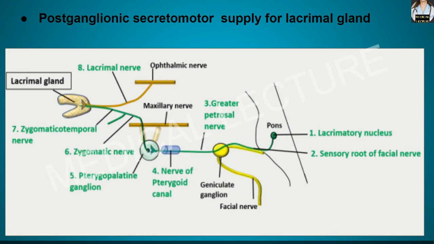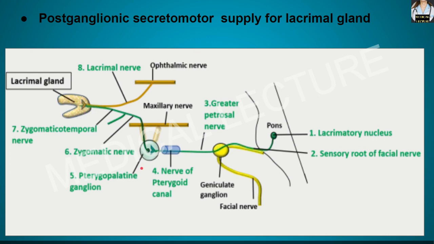Now next is the post-ganglionic secretomotor supply for the lacrimal gland. Where we stopped previously in the pre-ganglionic supply was the pterygopalatine ganglion. So continue from here: first the pterygopalatine ganglion, then it passes to the maxillary nerve, then the zygomatic nerve, then the zygomaticotemporal nerve, then the lacrimal nerve, and then finally to the lacrimal gland.